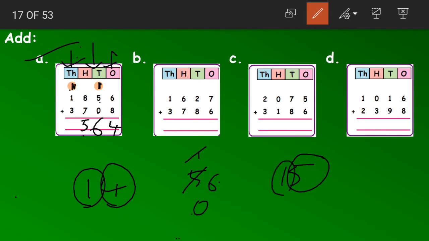Now moving on to the thousands place, we have 1, 1 and 3. Now 1 is carried from the previous place. 1 plus 1 becomes 2. 2 plus 3 becomes 5.